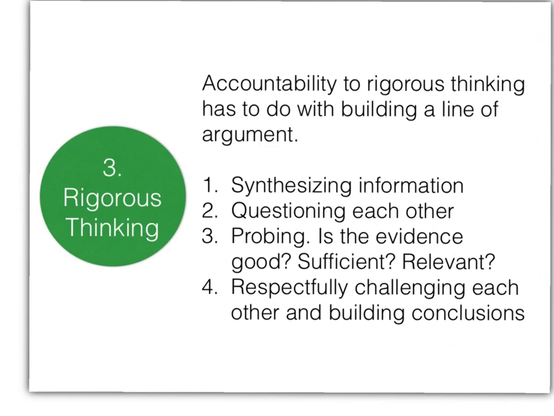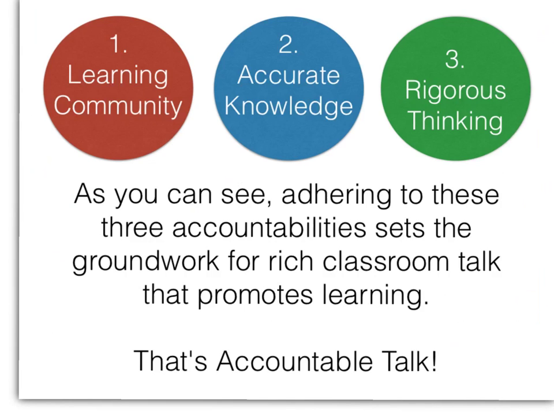Accountability to knowledge and accountability to rigorous thinking do go hand in hand. Accountability to accurate knowledge is finding that text-based evidence, but accountability to rigorous thinking is realizing if that evidence is relevant after synthesizing in a collaborative conversation. As you can see, adhering to these three accountabilities sets the groundwork for rich classroom talk that promotes learning. That's accountable talk.